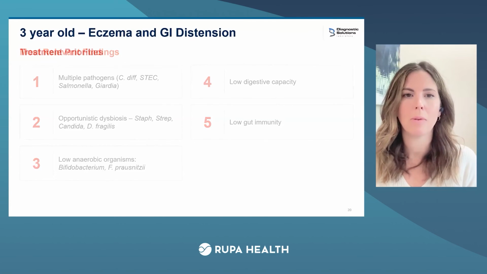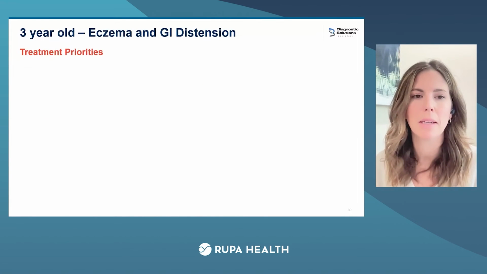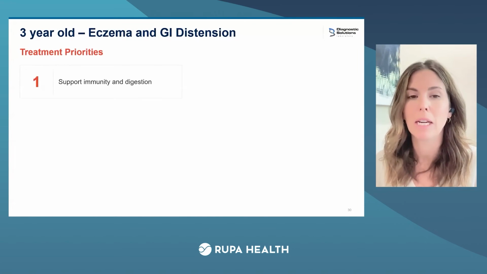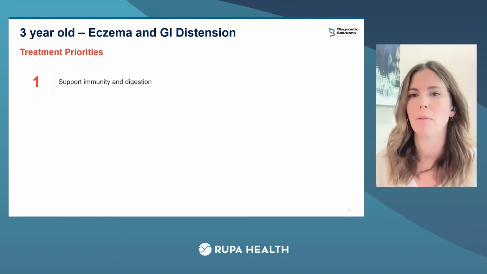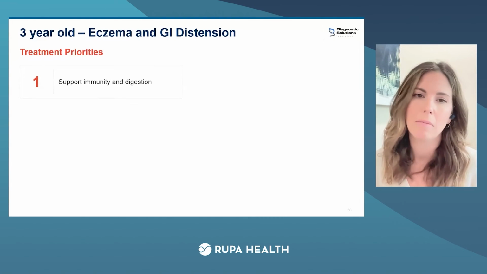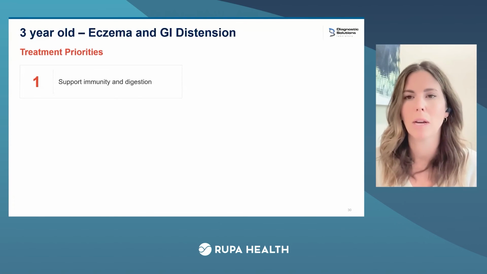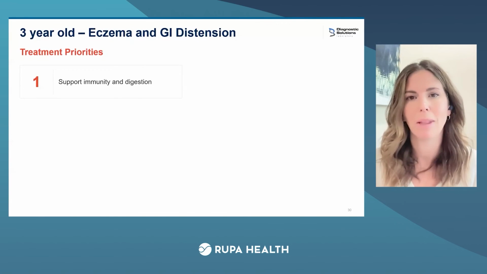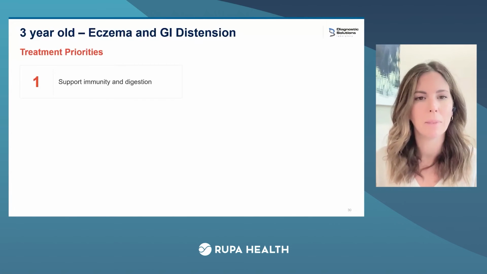So how I would prioritize this treatment: I would want to support the immunity and digestion first. I want to get a good foothold on that support, get a chewable digestive enzyme in there. Maybe we're looking at things like colostrum or a bovine immunoglobulin here. Maybe we want to use botanicals. There are some great liquid-based formulas for kids and immunity.